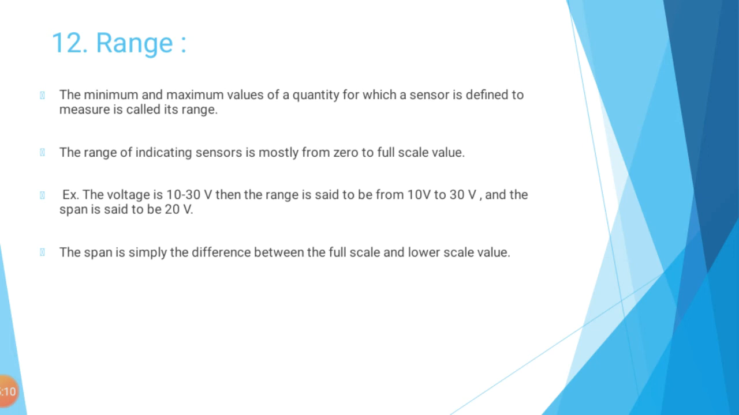And the span is similar to the range, but there is some difference. The span is said to be 20 volt. That is the difference between the maximum, that is the full scale, and the lower scale value. That is 30 minus 10 is 20 volt. Therefore the span is 20 volt. The span is simply the difference between the full scale and lower scale value. This is the span, that means the 20 volt, as we see above. This is about the range of that sensor. That means the sensor is constructed so that it works in a particular range. They are properly working in that particular range. So the range of the sensor is very important.